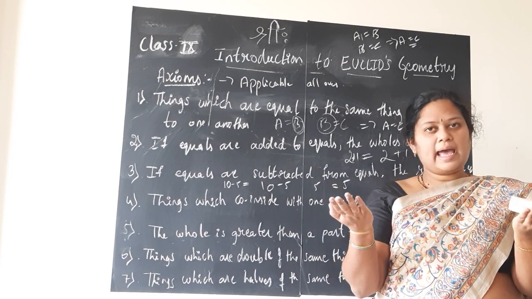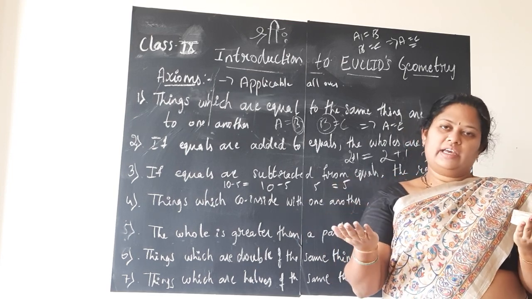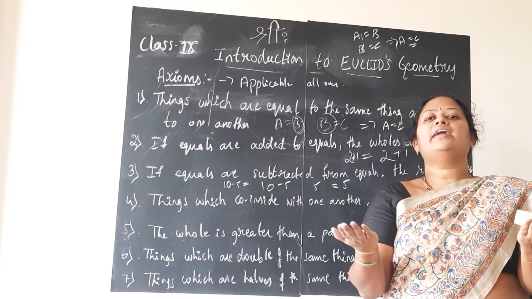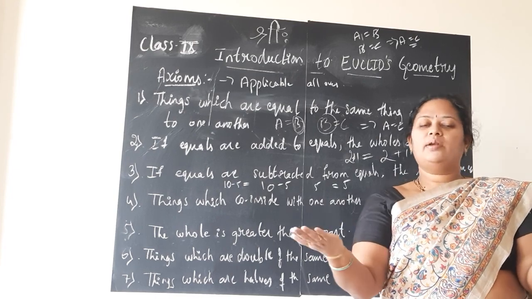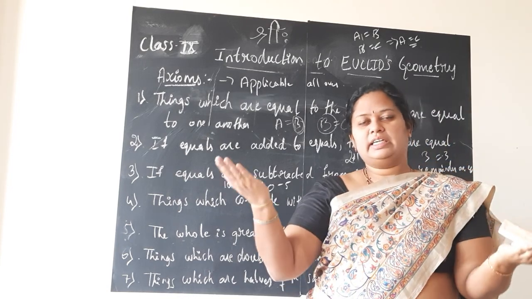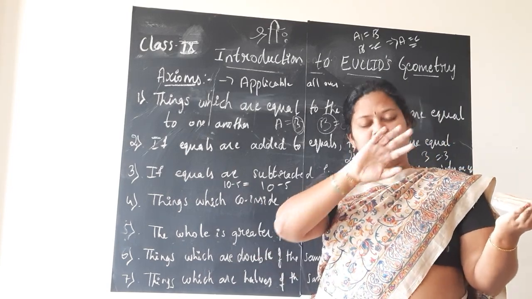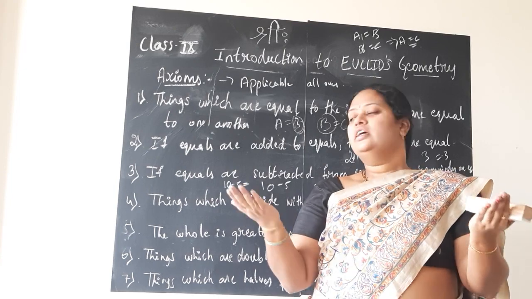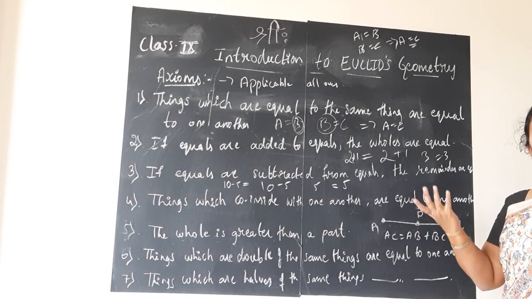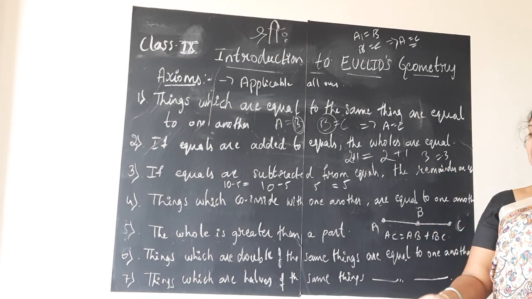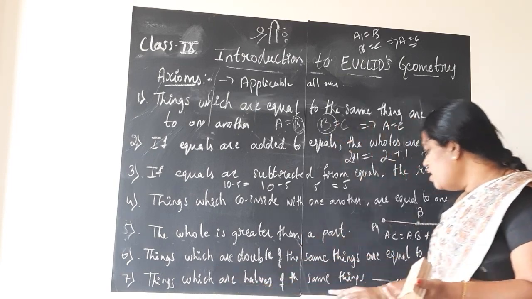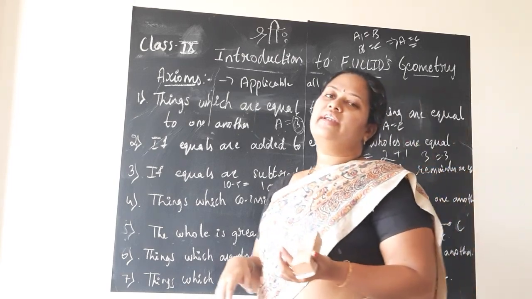Before, I had one apple in each of my hands. I told you to double it, meaning you added one more apple to my left hand and one more apple to my right hand. Still, in both the hands I have equal quantities of apples, that is two apples. Correct? That is what it means. Things which are double of the same things are equal to one another. The seventh point is also similar to this. Things which are half of the same things are equal to one another.